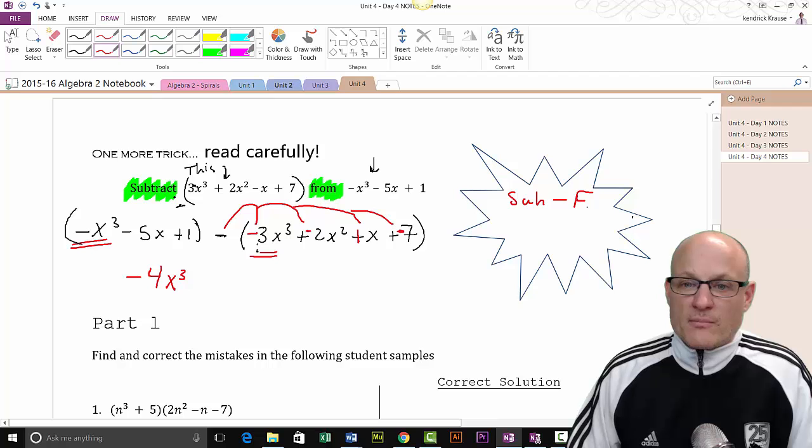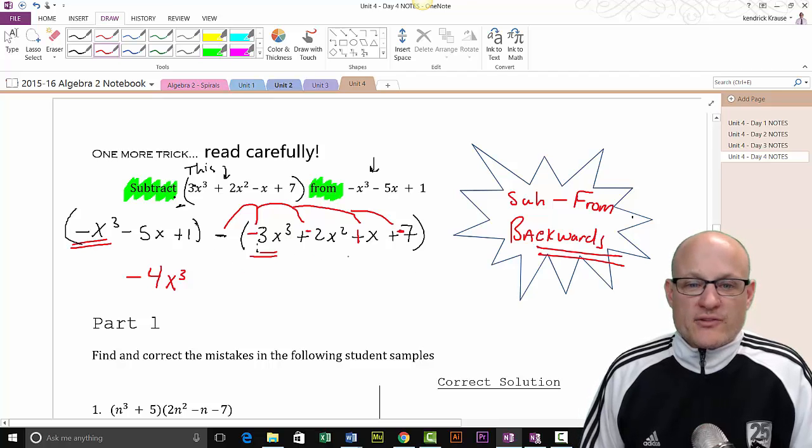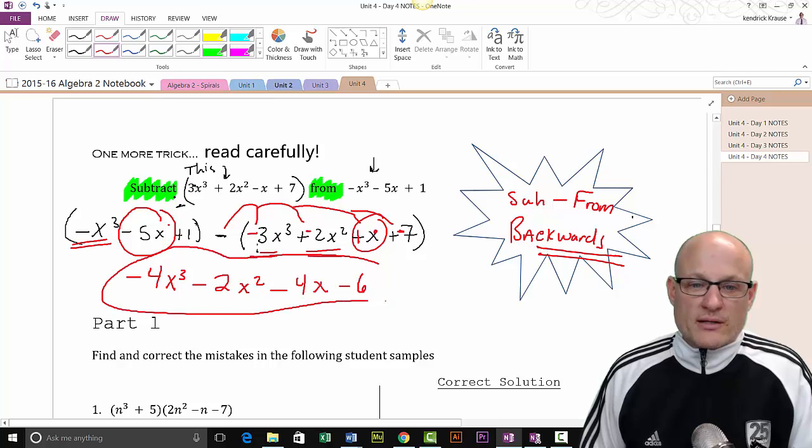Subtracted from, I forgot to put this backwards. Really, you're going to think about it being backwards. This is the next thing. So minus 2x squared. And then I've got minus 5x and plus x. So that's minus 4x. And then positive 1 and minus 7 is minus 6. So that would be those combined.